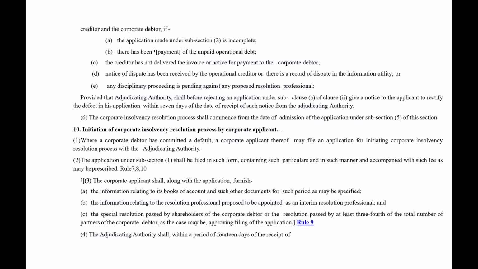But in all these cases, section 7 application, section 9 application and section 10, there has to be a default. If there is no default, then application cannot be filed. Right? Where a corporate debtor has committed default, a corporate applicant thereof may file an application for initiating CIRP with the adjudicating authority. The application under subsection 1 shall be filed in such form containing such particulars and in such manner and accompanied with such fees as may be prescribed.